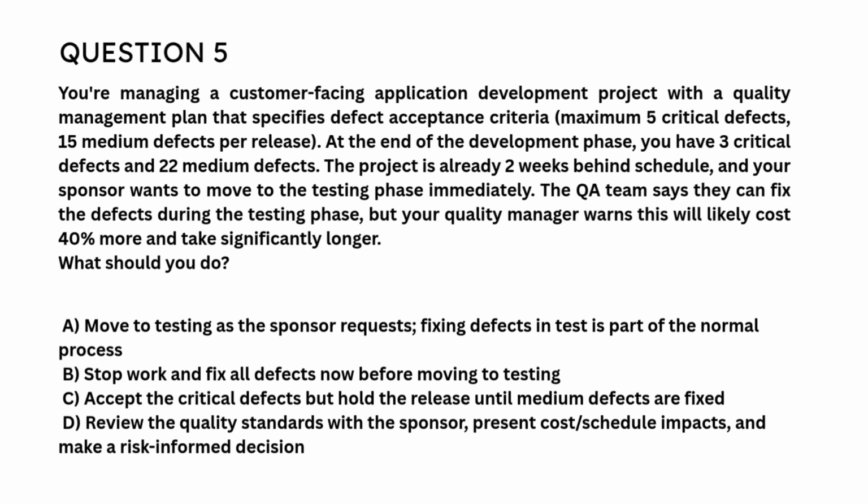Question 5. You're managing a customer-facing application development project with a quality management plan that specifies defect acceptance criteria, maximum 5 critical defects, 15 medium defects per release. At the end of the development phase, you have 3 critical defects and 22 medium defects. The project is already 2 weeks behind schedule, and your sponsor wants to move to the testing phase immediately. The QA team says they can fix the defects during the testing phase, but your quality manager warns this will likely cost 40% more and take significantly longer. What should you do?